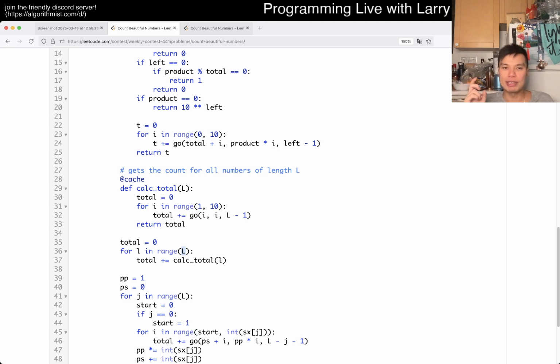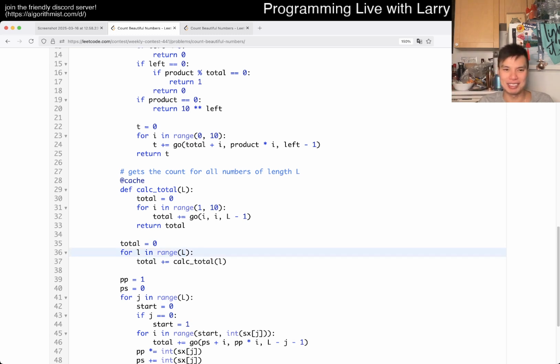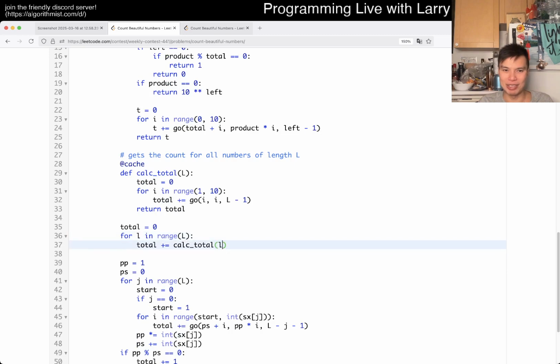So what we want to do is just calculate the total of, well, we start with 1 digit. Well, technically we start with 0 digits, but calculate total will just return 0, I think. But yeah, so here we go. Okay. So let's say L is 5, so we have a 5-digit number. It doesn't matter what the 5-digit number is. Then now we calculate, okay, we want to get the count of all numbers of length 1, 2, 3, and 4.